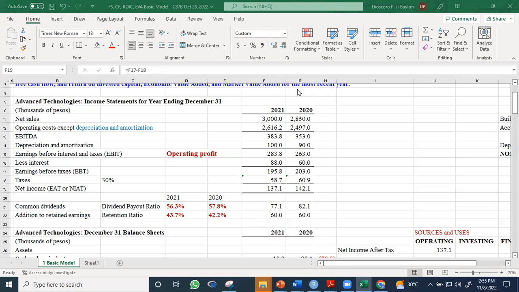Yeah, they're correct, because in arriving at the net income after tax, number one, it's possible that there were non-cash revenues that were included in the sales or revenues. Pwedeng may mga non-cash revenues na kasama sa sales. And then also, there are expenses that are non-cash that were deducted from sales. So yung net income after tax, this amount is really not equivalent to cash because of the inclusion of non-cash revenues or non-cash expenses.